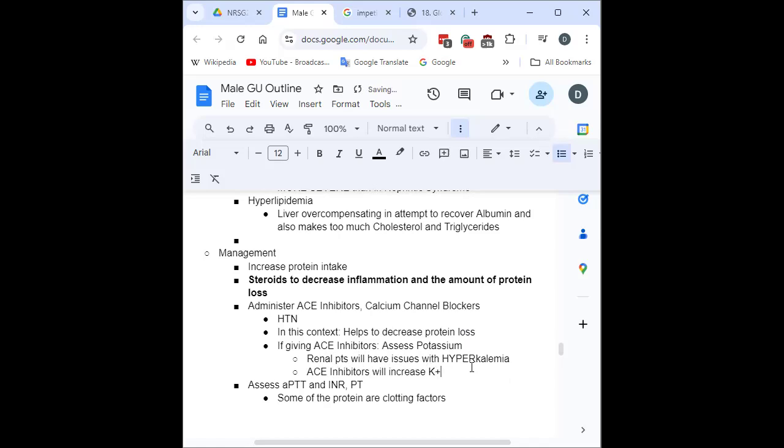And you guys remember the rationale is that it inhibits your RAS, and with your RAS, your aldosterone is going to be retaining sodium and water. Another thing it does is it actually gets rid of potassium. So if you have less of that hormone that your body uses to get rid of potassium, then it's also going to lead to an increase in potassium.